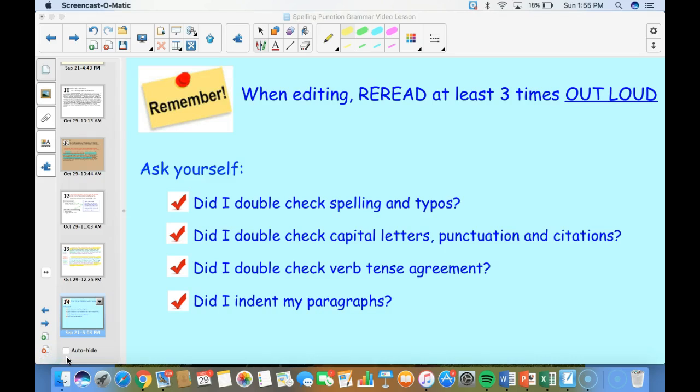So when you are editing, remember to proofread at least 3 times out loud. Ask yourself, did I double check spelling and typos? Did I double check capital letters, punctuation, and citations? Are they written correctly? Did I double check my verb tense agreement? Am I always consistently in the same verb tense throughout? And did I indent my paragraphs correctly?